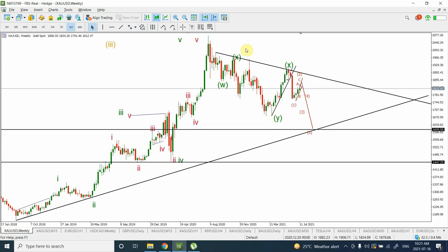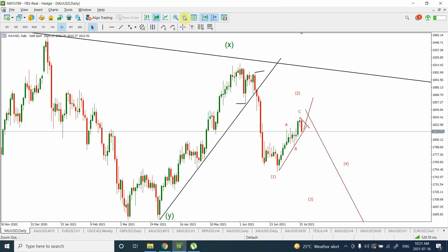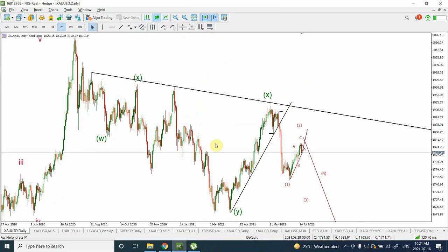But right now, we are just focusing on a daily time frame. Here on the daily time frame, it looks like we have already completed some sort of correction right over here, an ABC flat correction. Don't worry about the labeling right now. I'm simply considering it as A, B, and C, and I'm considering this as an impulse wave.